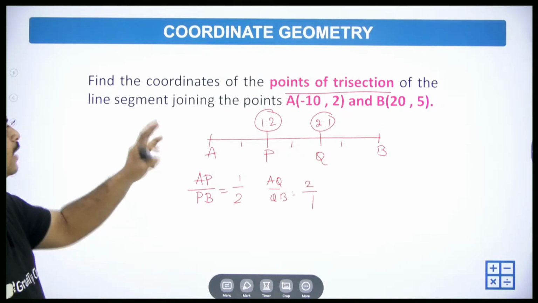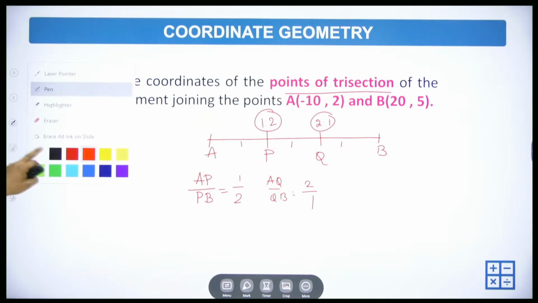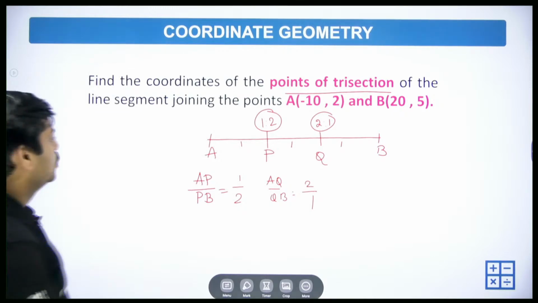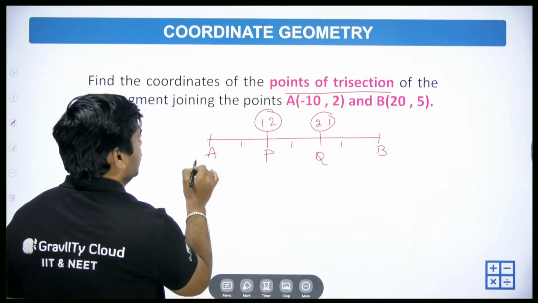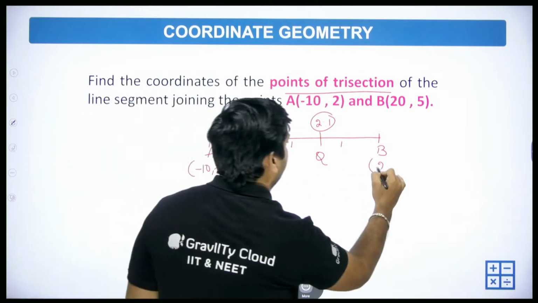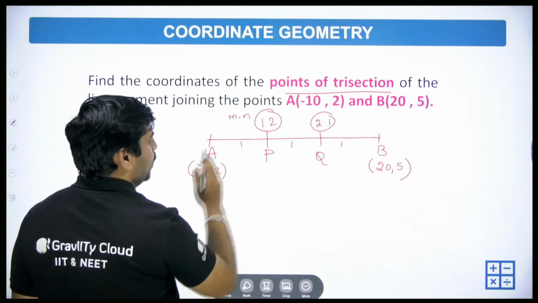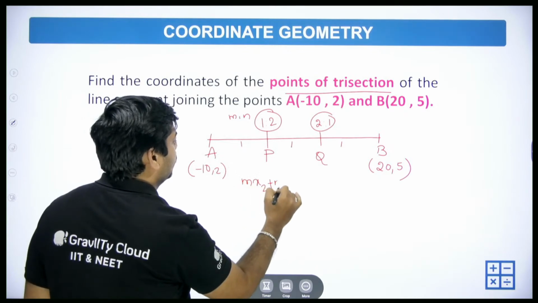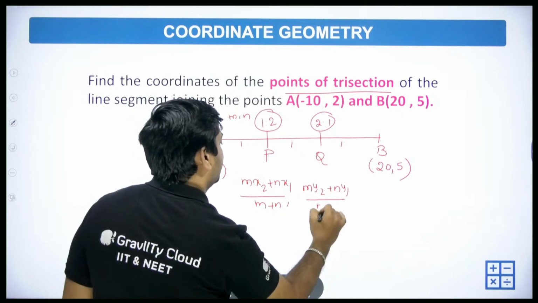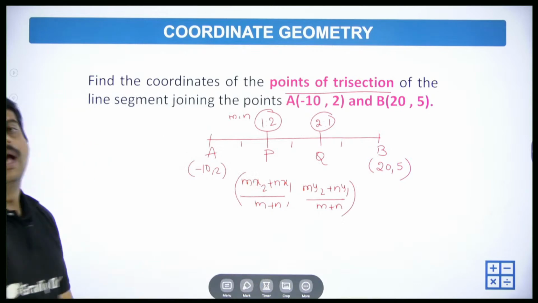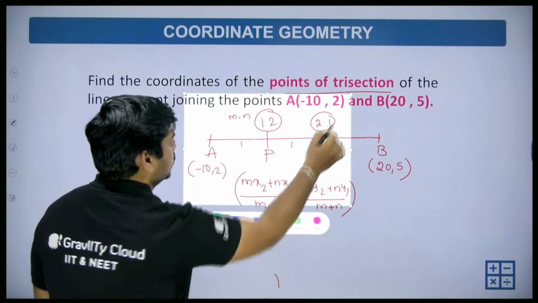Find the coordinates of the point of trisection of the line segment joining the points A minus 10, 2 and B 20, 5. Okay, so let's try to see once again. Let me erase all this. So let's try to find point P so that you can find point Q later. A is given as minus 10, 2 and B is given as 20, 5. So now tell me what is the formula? If this is m is to n, x1, y1, x2, y2, the point is (mx2 plus nx1) by (m plus n), comma, (my2 plus ny1) by (m plus n). So that will give you mx2.